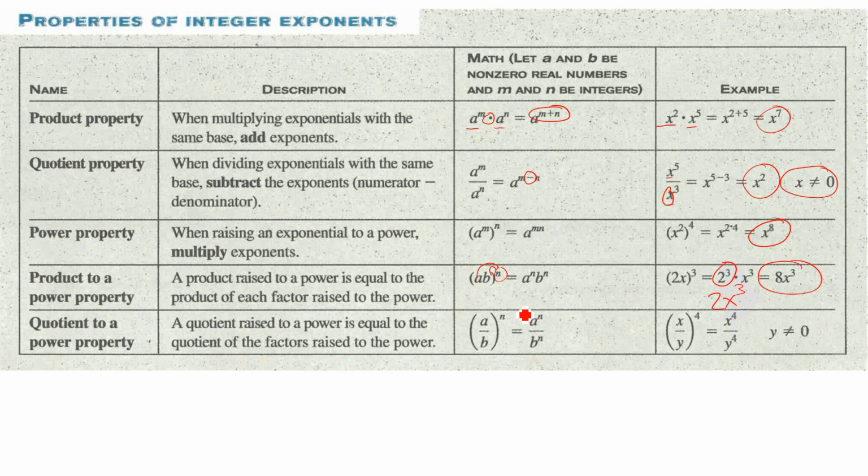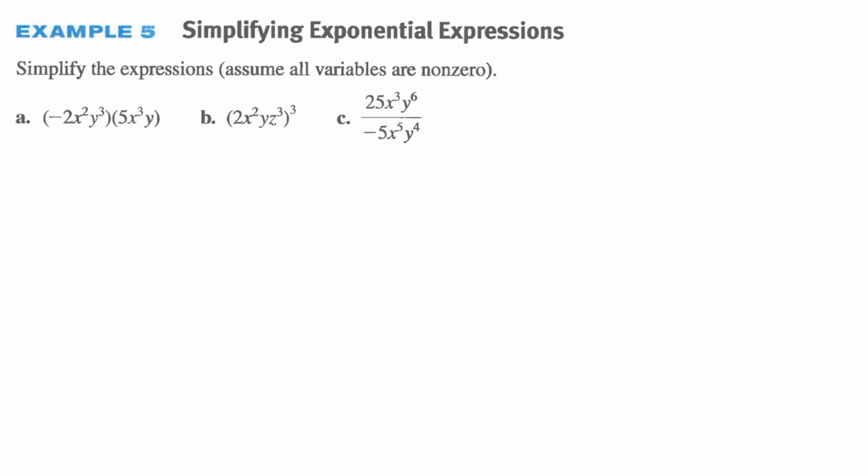And the last one that works the same way is distributing in a fraction, that n would go to both the a and the b. So something like this, x over y to the 4th, can be written as x to the 4th over y to the 4th. Let's see some examples in action.